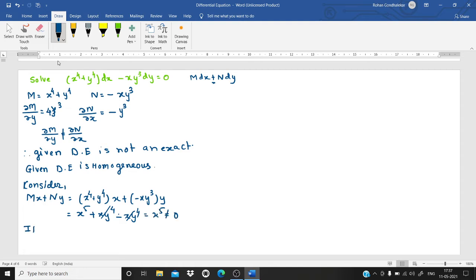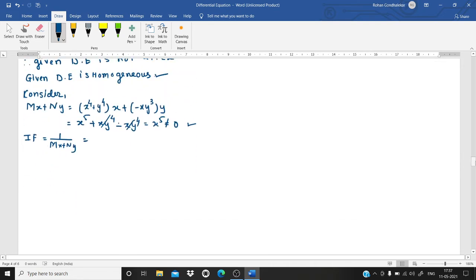So what is the integrating factor? Therefore, the integrating factor is equal to 1 upon Mx plus Ny. Why is this an integrating factor? Because it satisfies both conditions. What is the first condition? The given differential equation has to be homogeneous. And what is the second? Mx plus Ny should be non-zero. Both conditions are satisfied. Hence, for the given differential equation, the integrating factor is 1 upon Mx plus Ny, which is 1 upon x raised to 5.